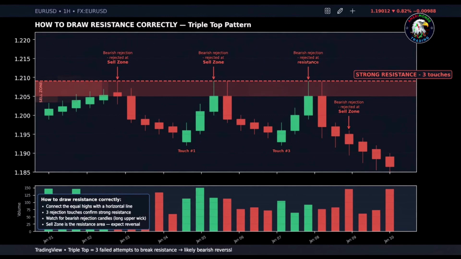Why does this happen? Because people who bought at support are taking profit at resistance, and new sellers are entering short at resistance. So many orders are stacked there. The more rejections, the stronger the level. And when it finally breaks with a big green candle, it will explode up. That explosion is my C3 expansion.